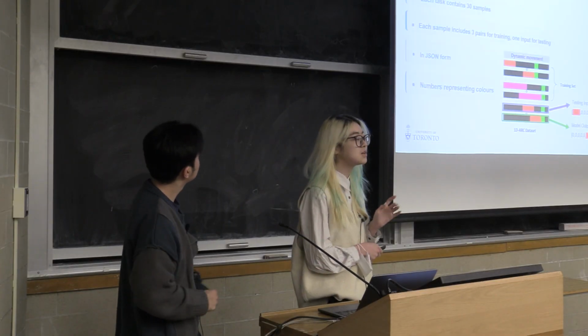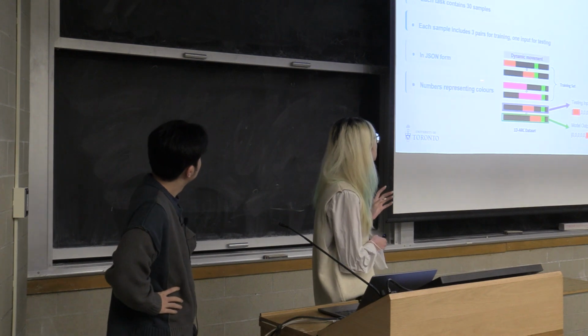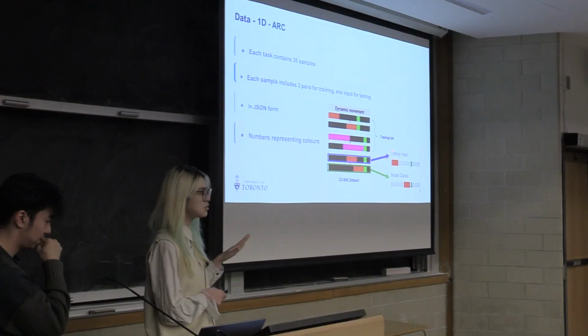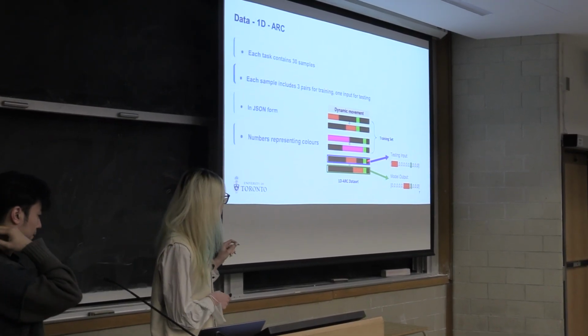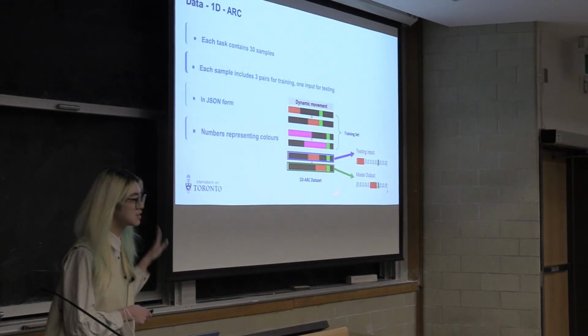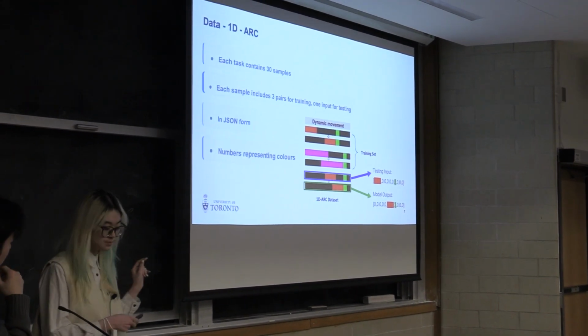Okay, so for our project, we'll simplify the data to just 1D ARC. Basically, it's just a 1D array. Each task contains 30 samples, and each sample includes 3 pairs for training and 1 input for testing. It's given in JSON form, as you can see here, and the numbers represent the colors. Here is an example of the data we have. This is the training set, which we give to the model to understand the rules. This is the testing input, and this is our model output for it. As we can see, it's working to find the correct underlying rules for the given task.